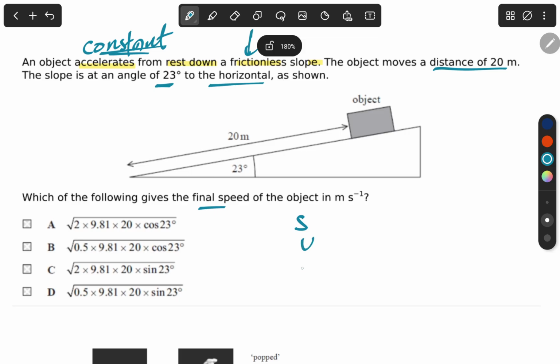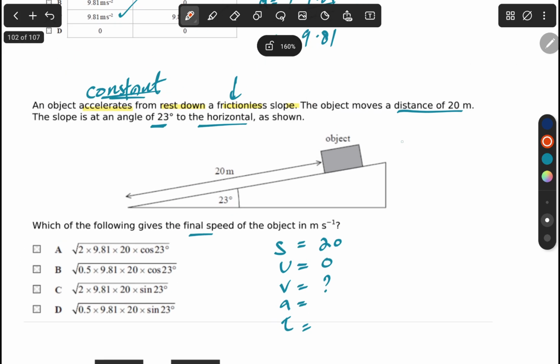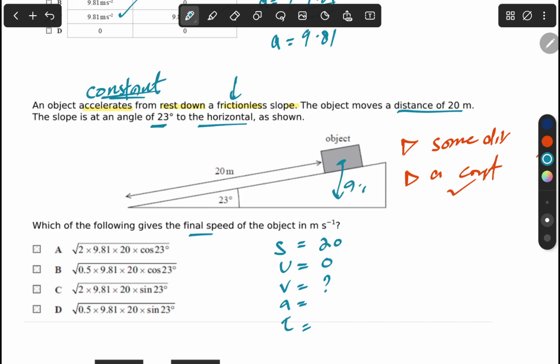So again, SUVAT. S is 20. U is 0. This we have to find. And remember the conditions. Two conditions, beta. One, they all must be in the same direction. And two, acceleration must be constant. Now this condition is met, right? But if you take the acceleration as 9.81, distance is in this direction, velocity in this direction, everything is in this direction. Acceleration is not in this direction. You already know how to do this.